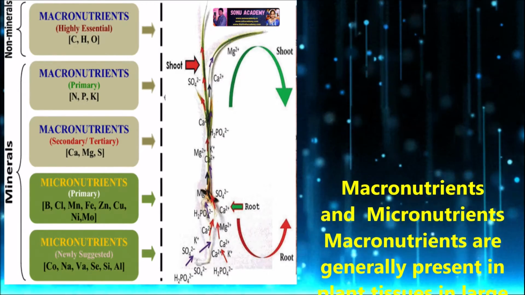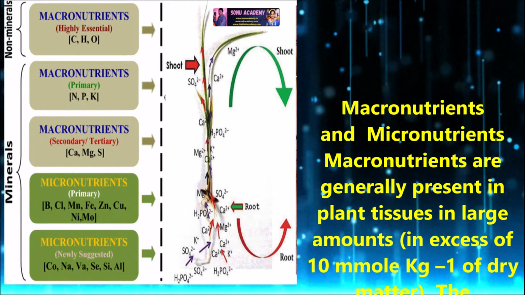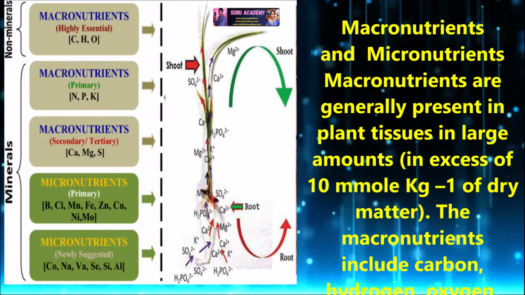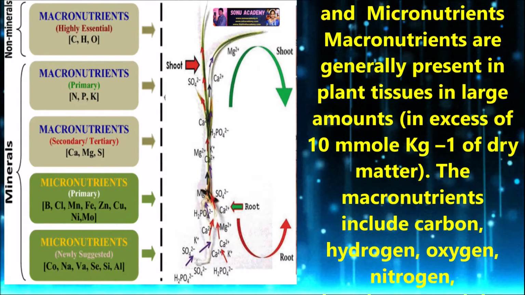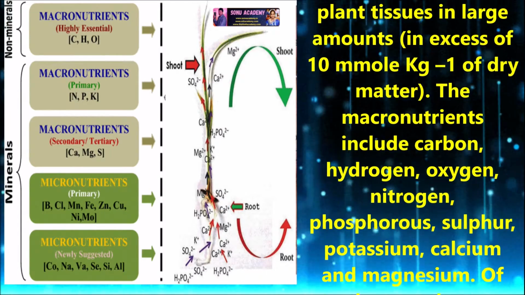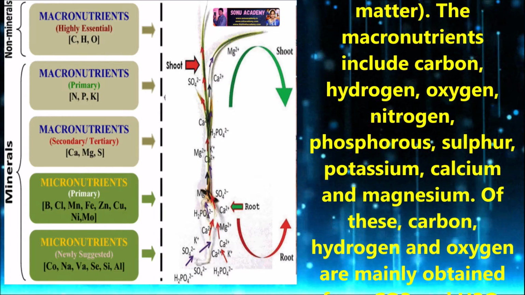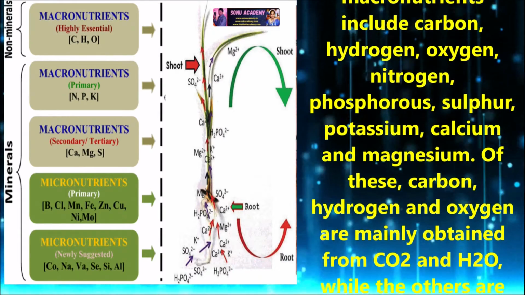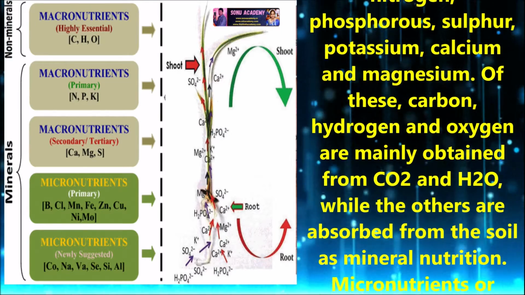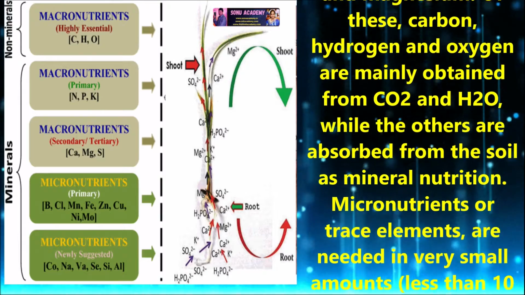First, let us discuss macronutrients. Macronutrients are generally present in plant tissues in large amounts. The macronutrients include carbon, hydrogen, oxygen, nitrogen, phosphorus, sulfur, potassium, calcium and magnesium. Of these, carbon, hydrogen and oxygen are mainly obtained from CO2 and H2O, while the others are obtained from the soil as mineral nutrition. Let us discuss micronutrients or trace elements.